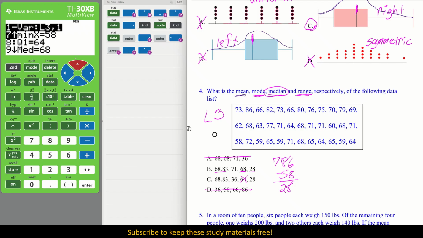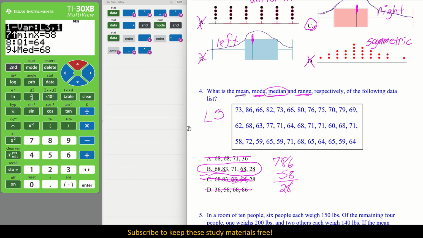But C is out because 36 cannot be the mode. That's how many data points we had. And look, there is no 36. There is no 36 on my list. So there is no way it can be the mode. So C is 100% completely wrong. My mode has to be 71.